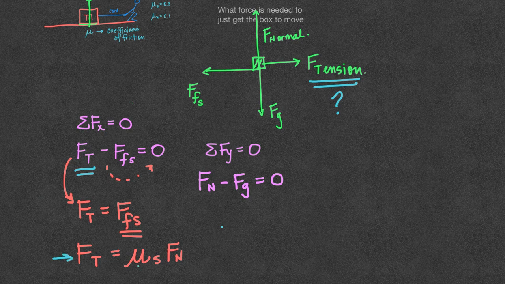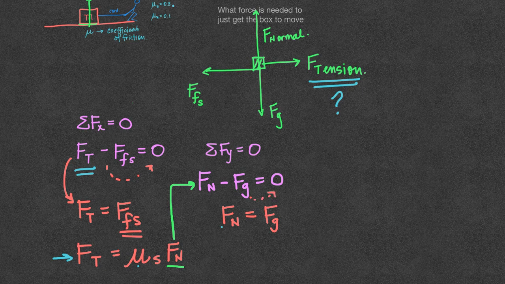Now I have the coefficient of static friction way up here, and I don't know what this normal force is, but I do see that here in this equation there is a normal force, and so I can do the same sort of thing here with my algebra and say force normal is equal to Fg. That would be the gravitational force.